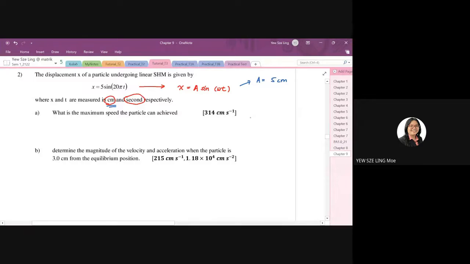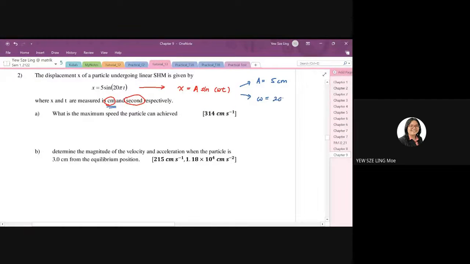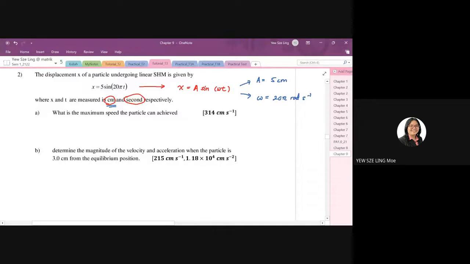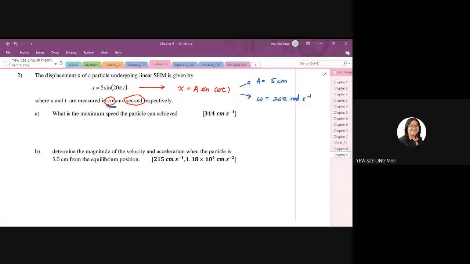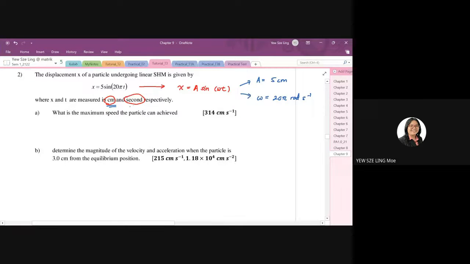Okay, so X and A share the same unit. By comparison, I have omega equals 20 pi radian per second. I know it's radian per second because my t is in terms of second. If t is in terms of minute, then omega would be radian per minute. So now I have A, I have omega.